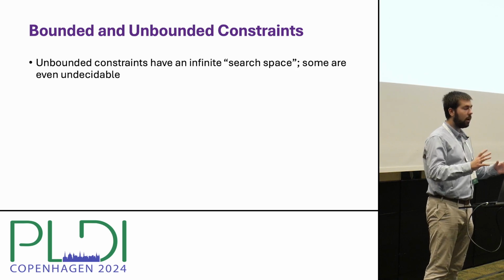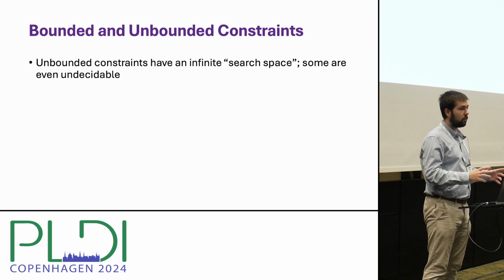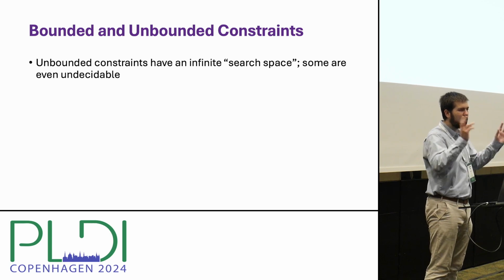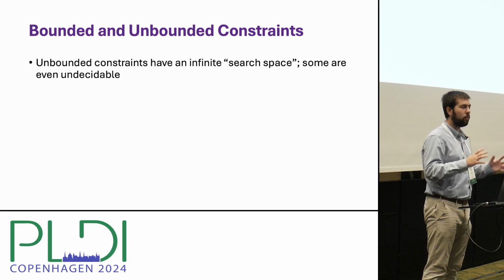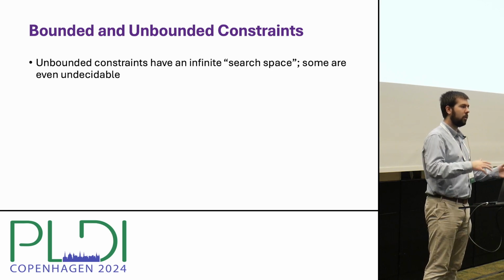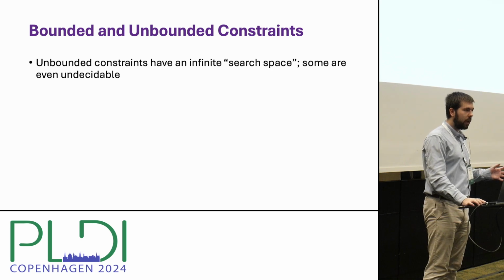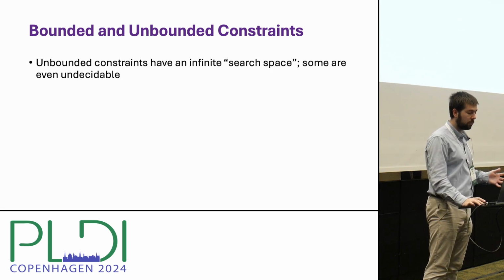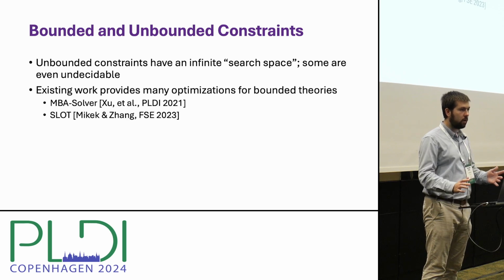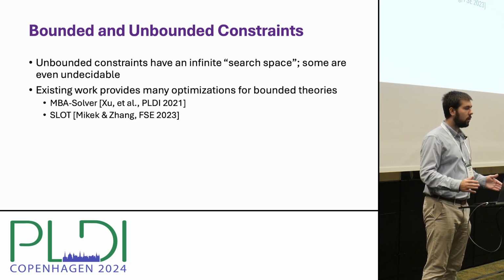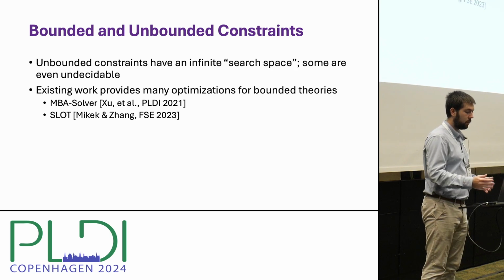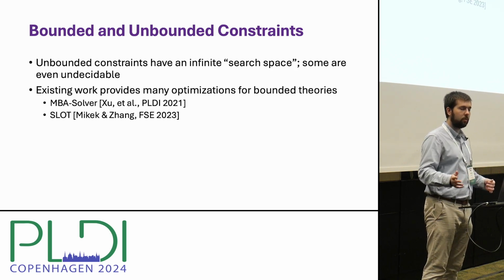The reason why this is useful is that when we start with unbounded constraints, the search space is infinite. That's not very formal, but it's a good way of thinking about why unbounded constraints might be difficult to solve. And some of them are even undecidable, which we'll see in a second. On the other hand, for bounded constraints like bit vectors, there's a lot of work on optimizing solving for those. So there's MBA solver from PLDI 3 years ago.